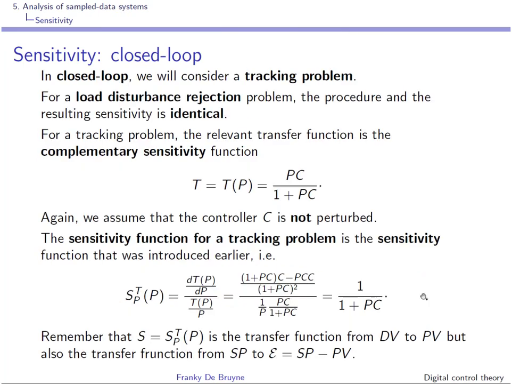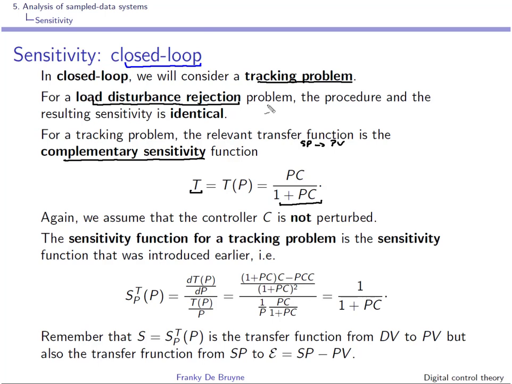We can have a look now at the sensitivity but in closed loop, and what we'll do is consider a tracking problem. If we consider a tracking problem, the relevant transfer function, the transfer function from SP to PV, is the complementary sensitivity function, and we had denoted it T. This complementary sensitivity function is PC over 1 plus PC. Here we consider a tracking problem, but you could also consider a load disturbance rejection problem.